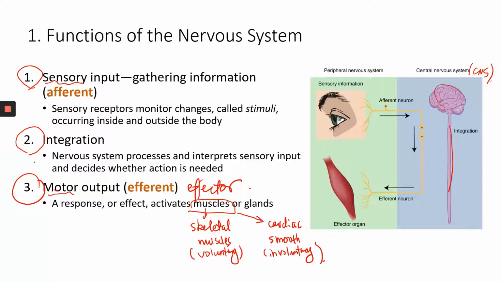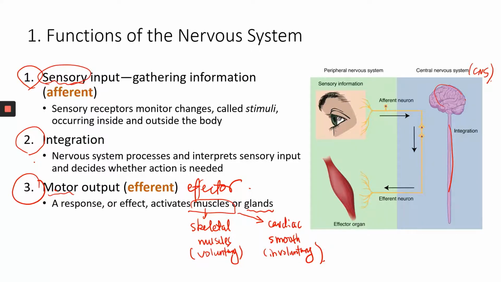All right. Now, the motor output can also affect glands, okay? Like a secretion of sweat glands or secretion of glands in your digestive system or secretion of glands in your endocrine system. So all these glands can also be affected as a result of the decision made by the CNS.